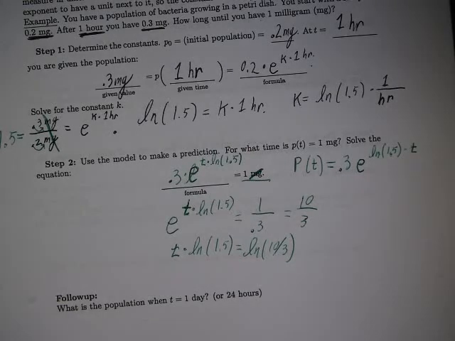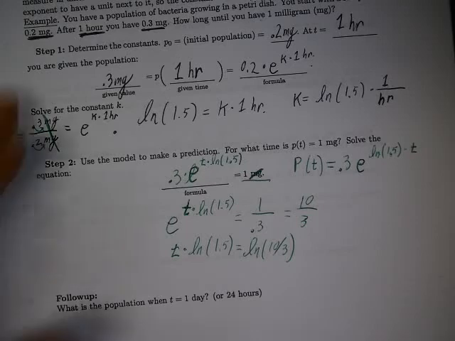Okay, what next? Do the logs cancel out? The logs won't, because log isn't a number that's being multiplied. Log of 1.5 is a number. Log of 10 over 3 is a number. So you can divide this whole number over.